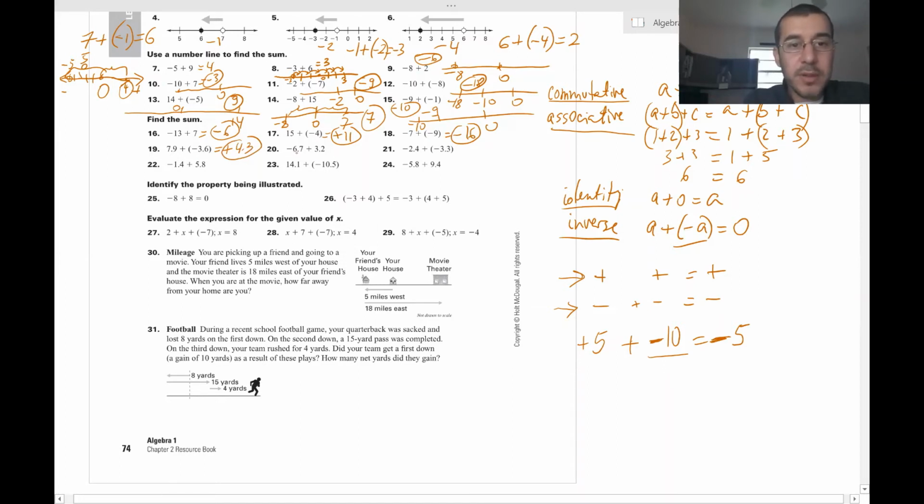Number 20. Which one is larger, 6.7 or 3.2? 6.7 is larger, so the sign is minus, and 6.7 minus 3.2 is 3.5. Okay, 21, you have two numbers with the same sign, so it's minus, and then you add up the numbers. 2 and 3 is 5 point, and then 4 and 3 is 7, 5.7, so it's minus 5.7.